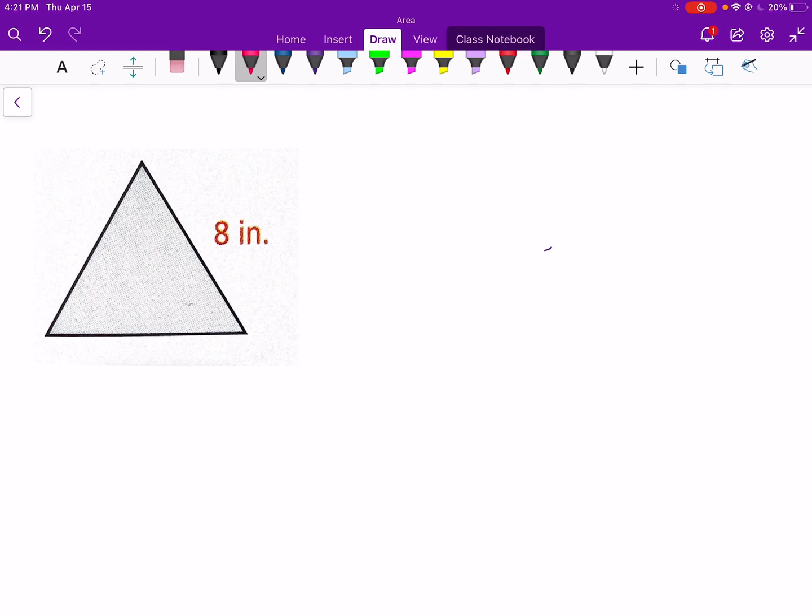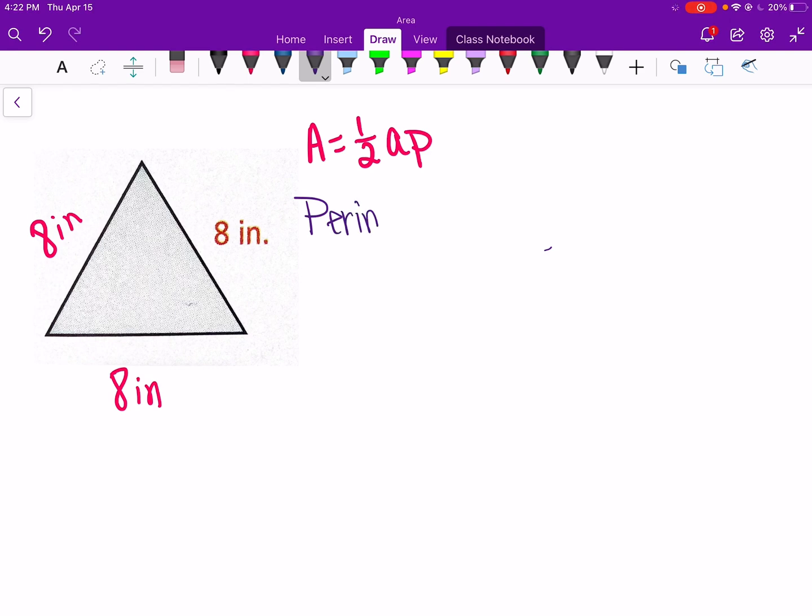Okay. So now we're going to take a look at a regular triangle. So if this is a regular triangle, we know all of these sides are 8 inches because all sides are congruent. And remember, for our area, we need the apothem and the perimeter. Well, I know we can find the perimeter because we know the side lengths. So our perimeter is 8 times 3, which is 24 inches. What we are missing is the apothem.